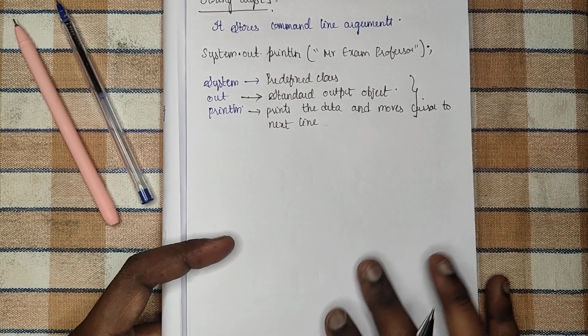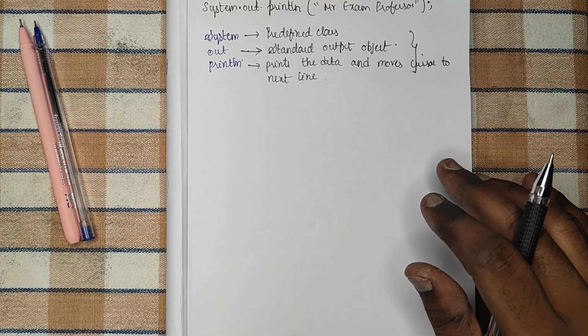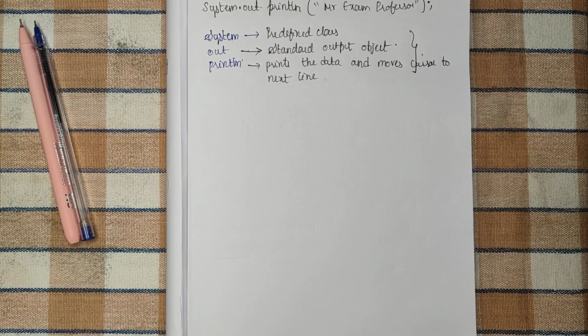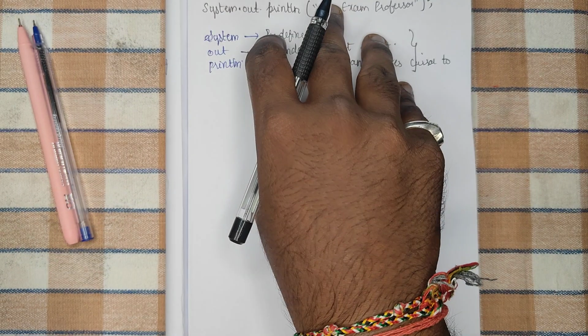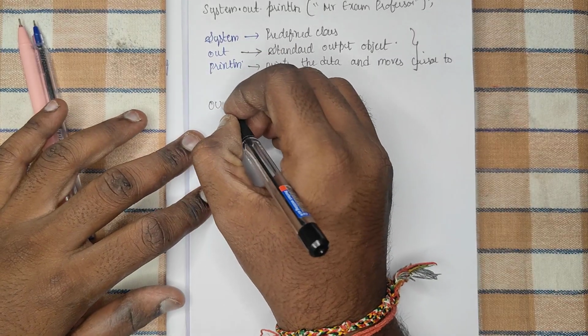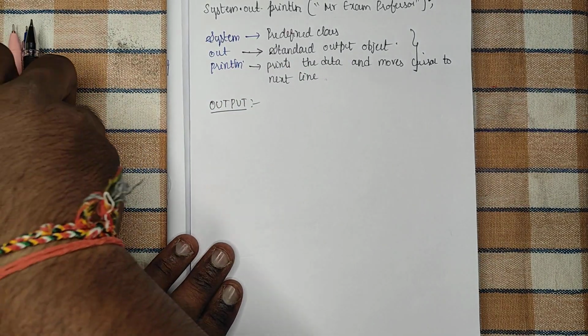I'm going to give a real life example so that you can understand. I'm giving real life examples for every point and every concept here so that you can memorize the concepts. Suppose, imagine writing on a paper. After completing one line, you move to the next line. This is exactly the work of println.